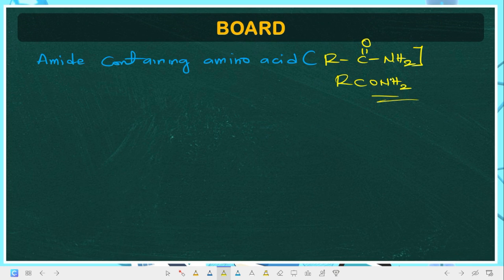And there are 2 of them, which are asparagine and glutamine. We have asparagine and then we have glutamine. Are we getting it now? So let us draw the structure of each of them.